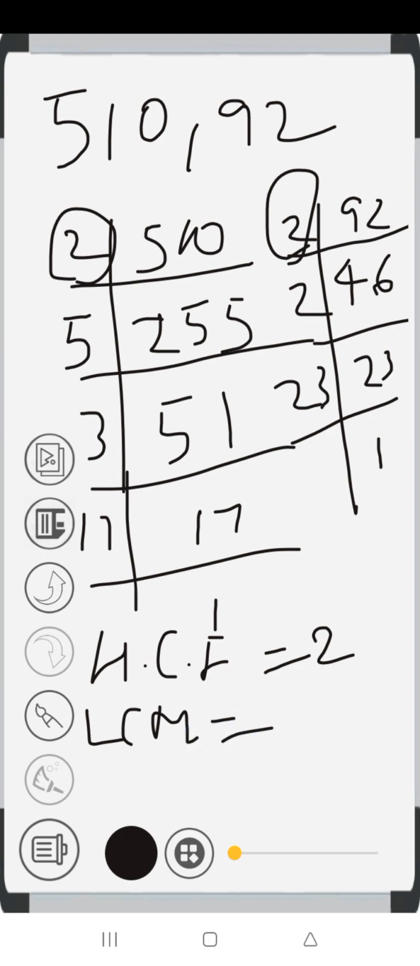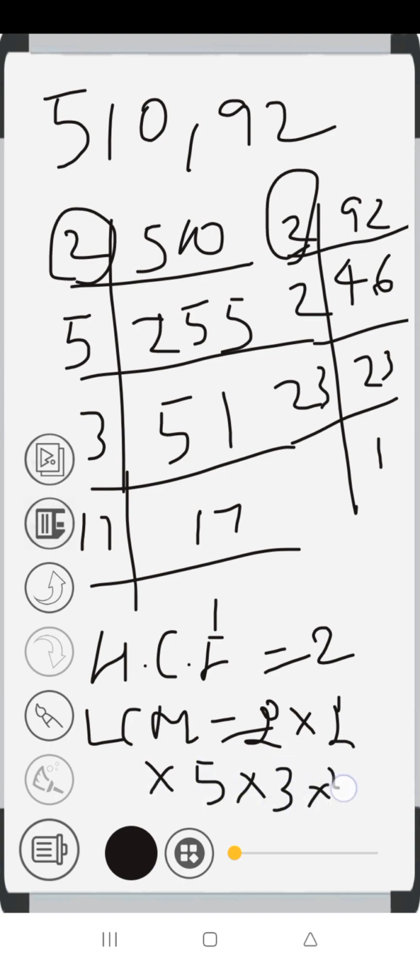LCM is equal to 5 2s are, so 1 2 is common, so we can take 1 2. So again one more 2 is there, into 5 into 3 into 23 into 17. So when you guys evaluate, you would be getting the LCM. I am leaving it to you guys to calculate the LCM value.